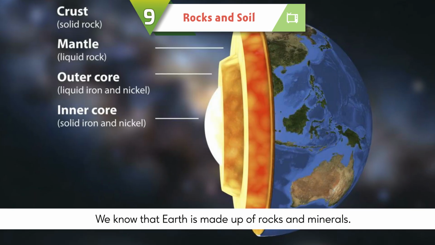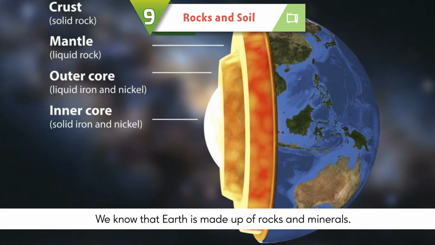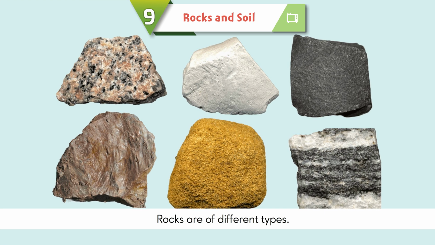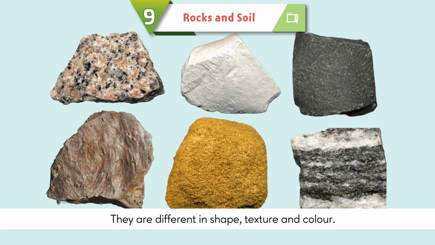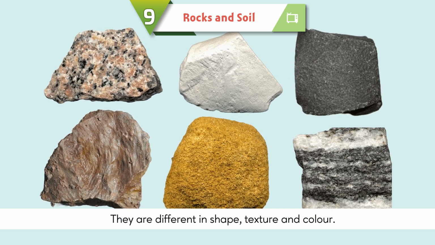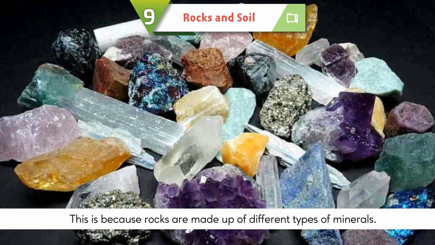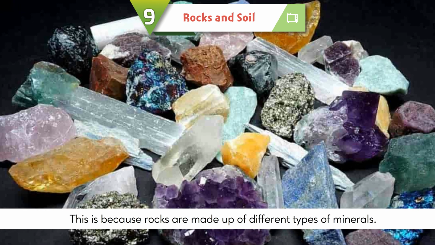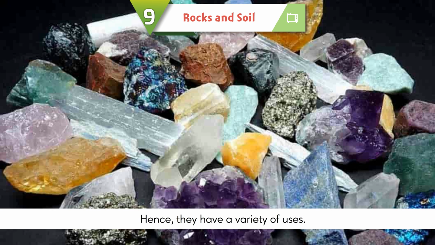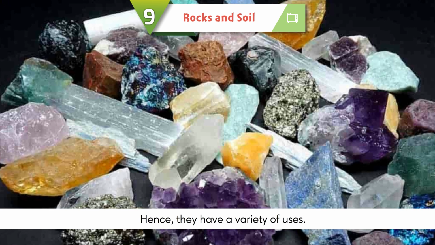Rocks. We know that Earth is made up of rocks and minerals. Rocks are of different types. They are different in shape, texture, and color. This is because rocks are made up of different types of minerals, hence, they have a variety of uses.